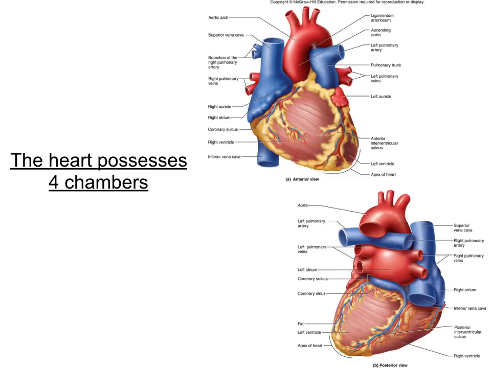The coronary sulcus is a shallow groove on the external surface of the heart. It completely encircles the heart, so it's going around the entire circumference of the heart, and it marks the boundary between the atria and the inferior ventricles.